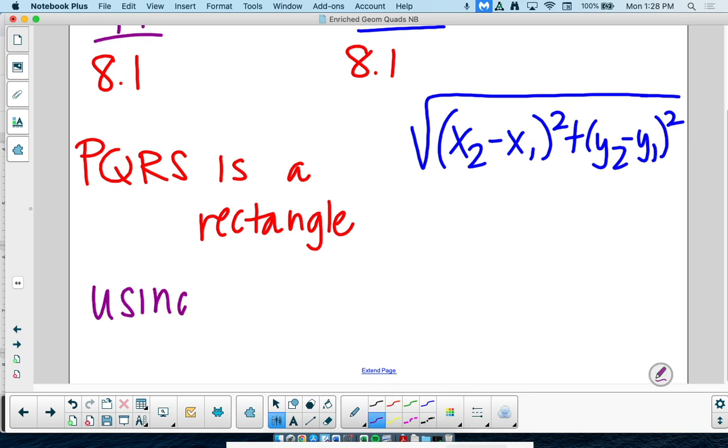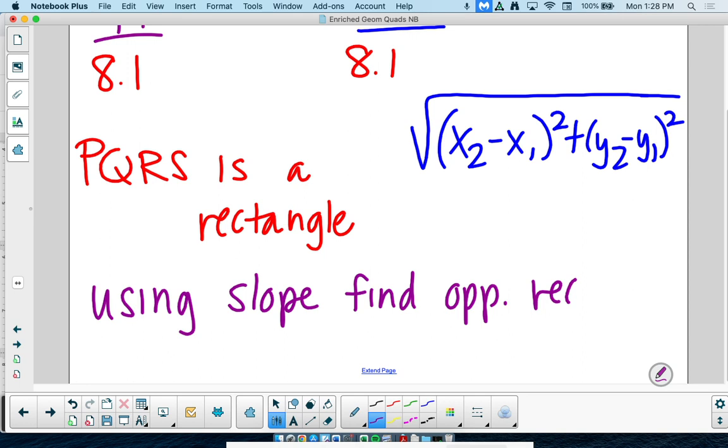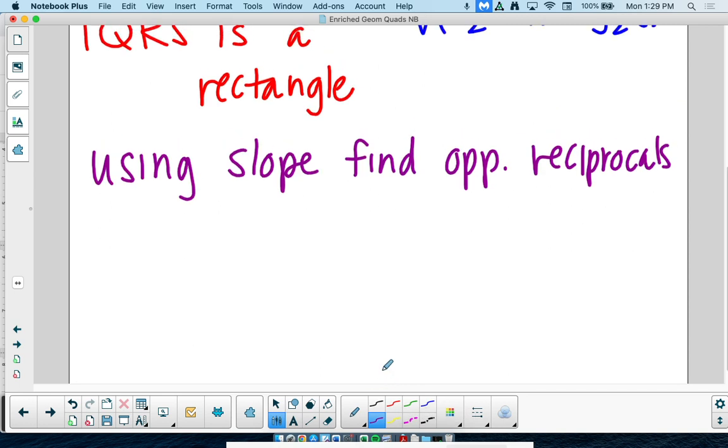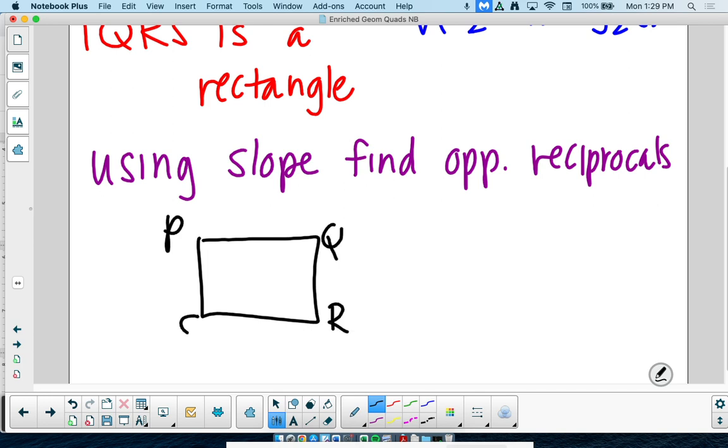Using slope, find opposite reciprocals. And maybe you'd have to draw a picture out to make that make sense in your brain. PQRS. So you'd have to find the slope of all your sides. Let's say that was 1/2 and this was 1/2. This would have to be like -2 and -2. That's just an example. But you have to find the slope of all four. And they'd have to be opposite reciprocals, okay?